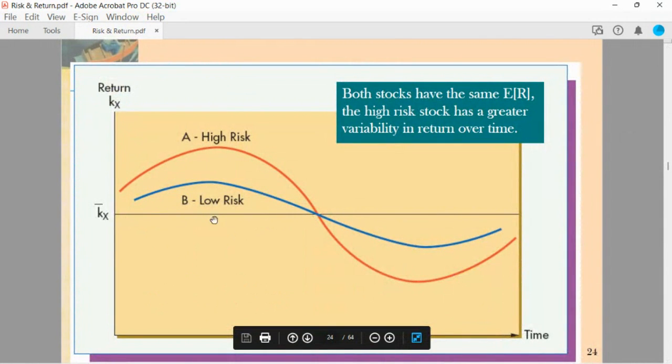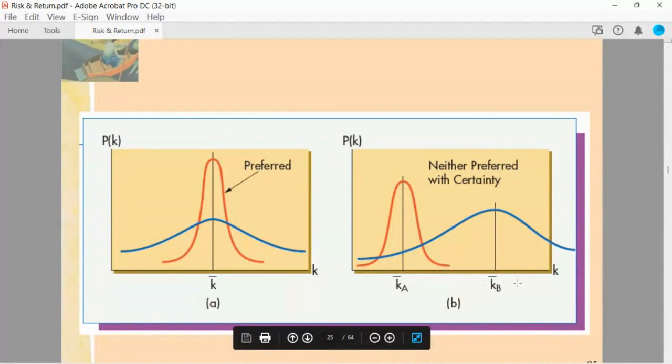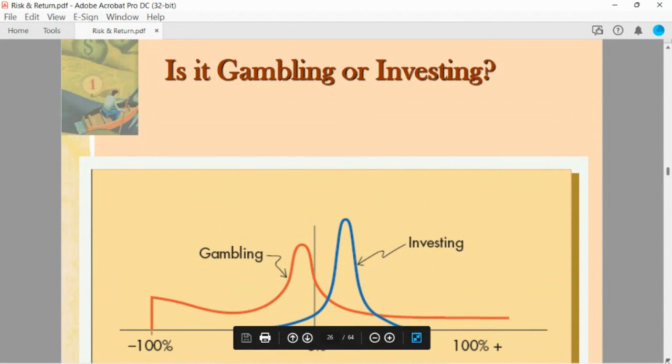So it's preferred. As long as the mean is the same, it's preferred. Now, it's clear which one is preferred. But in this case, it's hard to tell because the mean is different. Stock B has higher mean than stock A, but its variance is much wider, whereas stock A has lower mean, but variance is also smaller. But then what do we do? Yeah, the mean variance ratio, the return risk ratio. You take the return risk ratio, and that will settle the dispute, right?